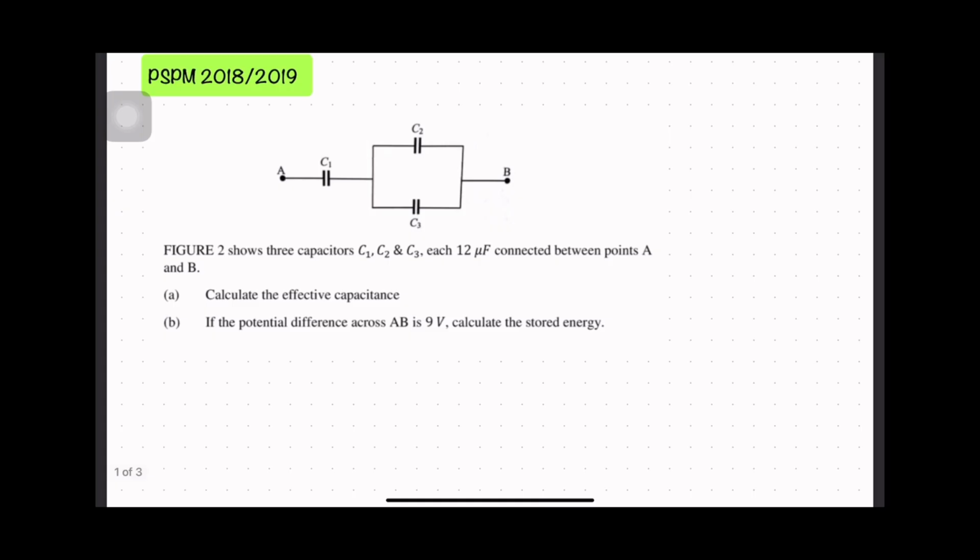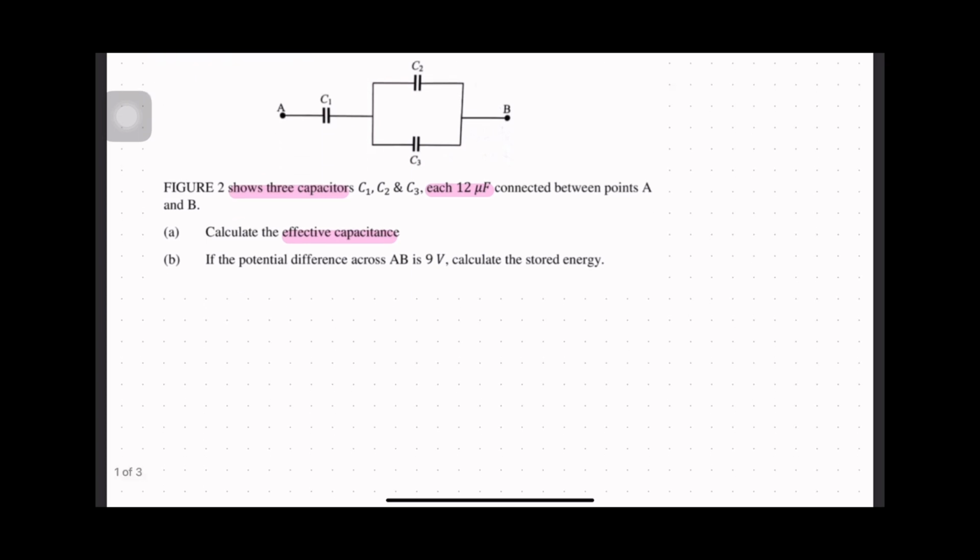Okay, PSPM 2018-2019, figure 2 shows 3 capacitors, C1, C2 and C3 is 12 microfarad, connected between point A and B. Calculate the effective capacitance. So for effective capacitance, you have to determine the connection between each. Okay, so C2 and C3, they are connected in parallel.